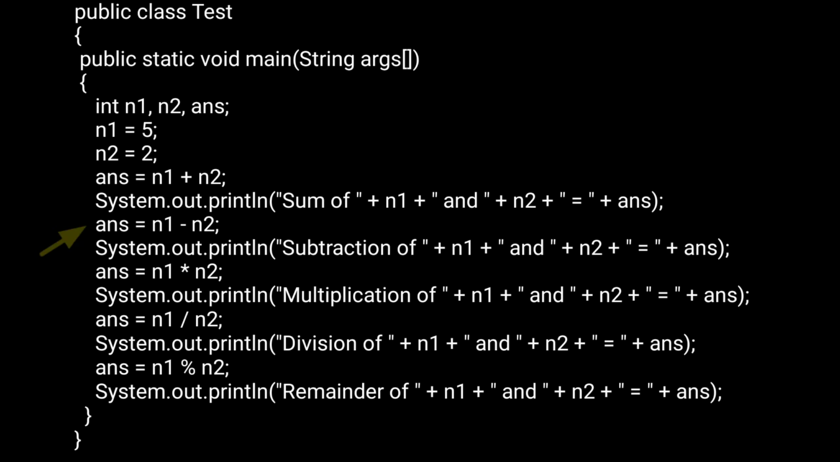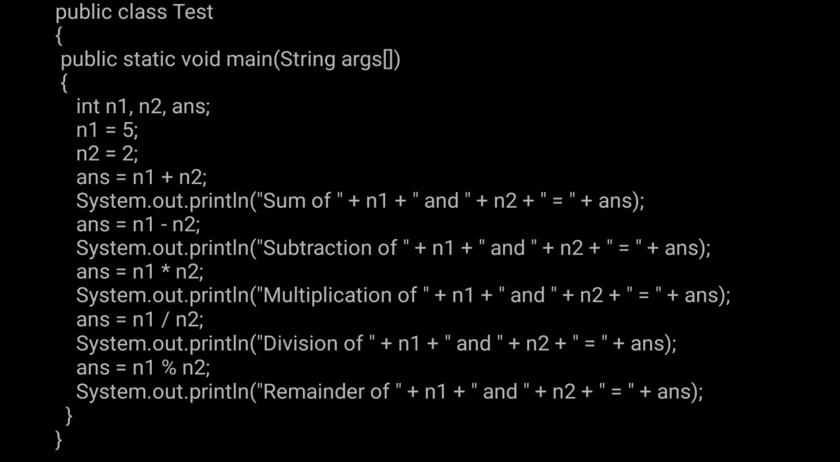Next we have subtraction. ans = n1 - n2, and this is printed. Next we have the multiplication, n1 * n2, and this is printed. And next we have the division, n1 / n2, this will be printed. And the last we have the remainder, n1 % n2, and the remainder will be printed. Now see the output.